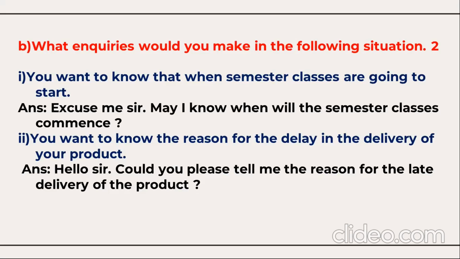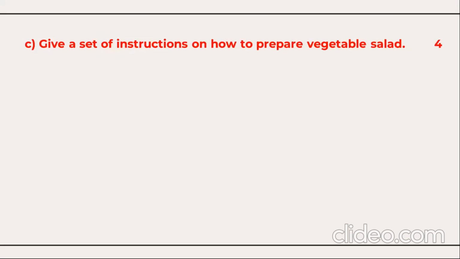Now, the next question you have here, 4 marks. So 2 plus 2 plus 4. Give a set of instructions on how to prepare vegetable salad. So here you need to give the instructions. Whenever we write instructions, we always use the main verb first. It's like an imperative sentence. For example, if you ask somebody to switch off the fan, you are using switch off. It's not like you politely say it, it's like a command. So here in the same manner you are going to give instructions.